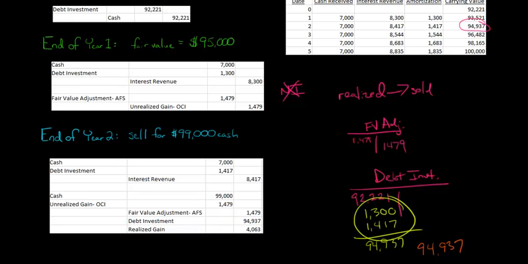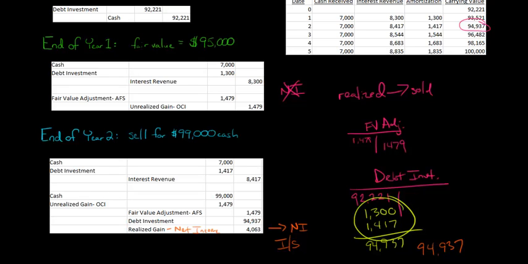Now, if you don't want to think about it as a plug, and you want to think about it more intuitively, think about it like this. The reason we have a realized gain, and by the way, this realized gain is going to go to net income. This is going to affect the income statement. It's not like the unrealized gain that went to the OCI. This realized gain, let me put it here, is going to go to net income.